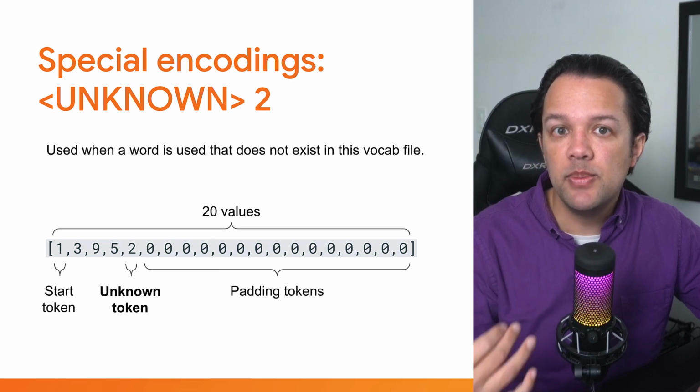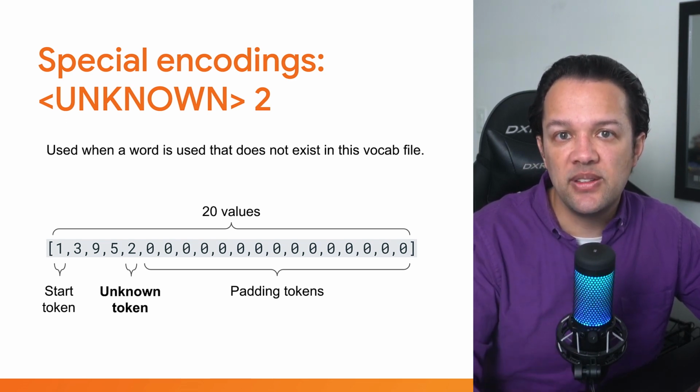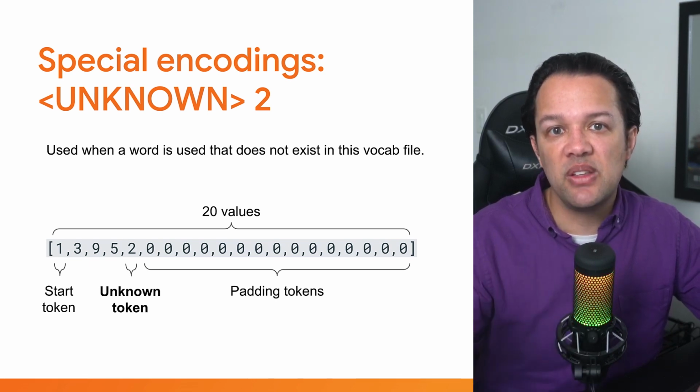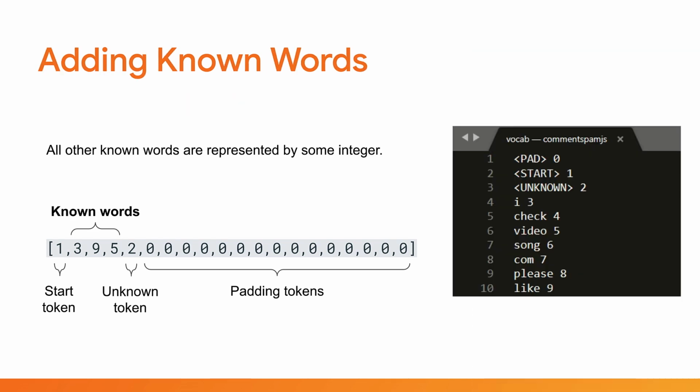In this example encoding, you can see that there's one unknown token, meaning that the word did not exist in the vocab file to be given some other number. Again, going back to our trivial example of a sentence that was, "I like video content," maybe the word "content" did not exist in the vocab file, so a 2 is used to represent it here instead. So bringing it all together, the final piece of the puzzle is to encode the words it does know about.